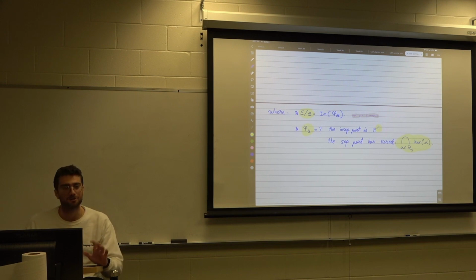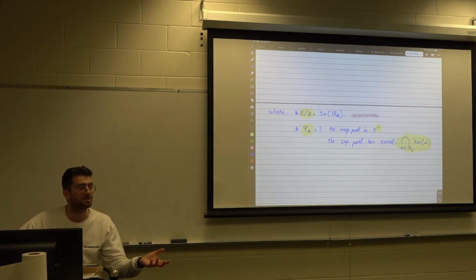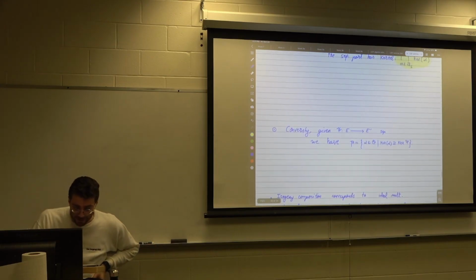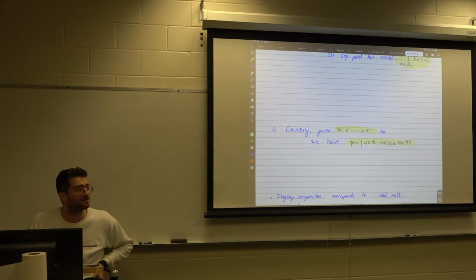And I know I'm not spending too much time on all the details because there's so much to cover, but I'm hoping what you need to remember is that there's a very explicit, convenient way to move between the world of isogenies and the world of ideals. Conversely, given an isogeny, you can get an ideal, and it has a way of writing it down.